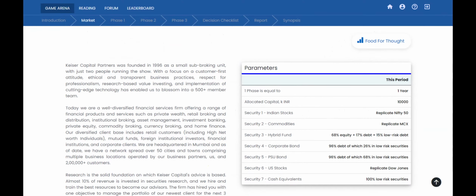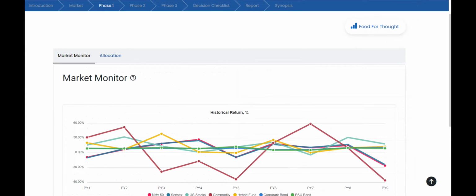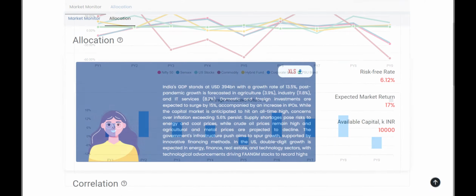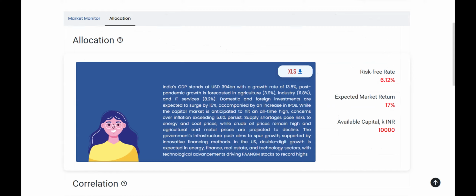The decision-making process kicks off with the Market tab, where your company's history and mode of business is explained. You are also provided with information about phase, capital allocated, and different securities. Move to Phase 1 to take allocation decisions, where you are provided with a market monitor detailing each instrument's historical returns and average annualized return. In the Allocation subtab, you are also provided with a market scenario that will affect your investment risk and returns. Market expected return and risk is provided along with downloadable historical data.